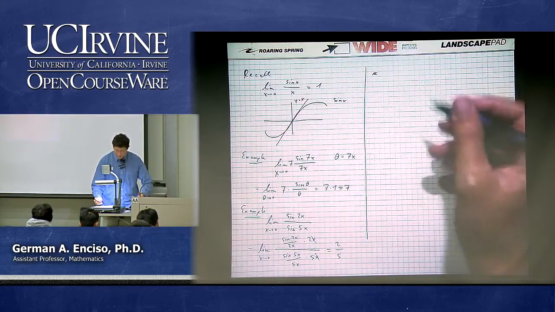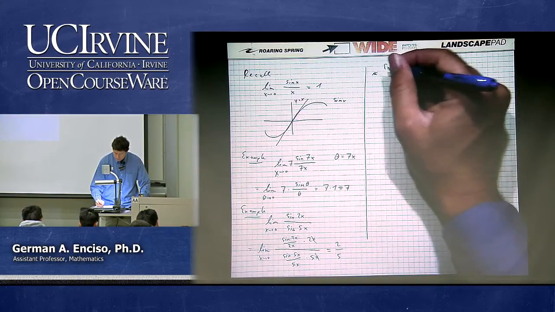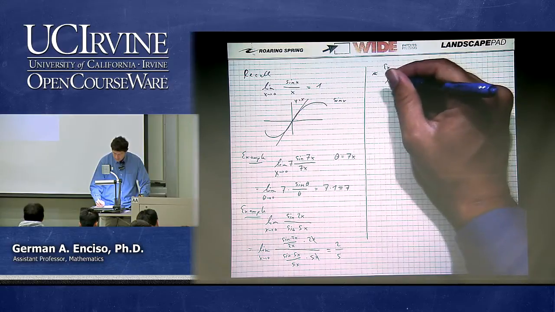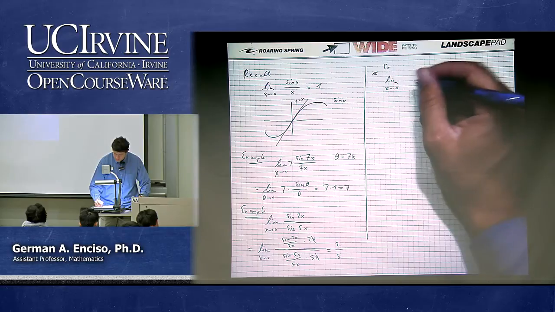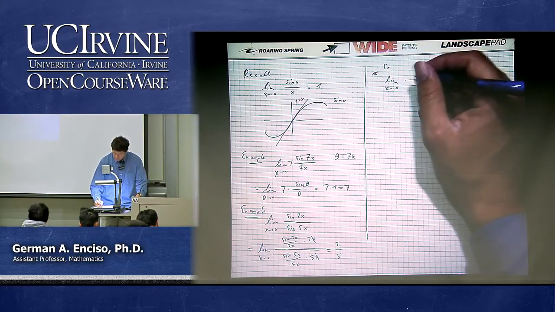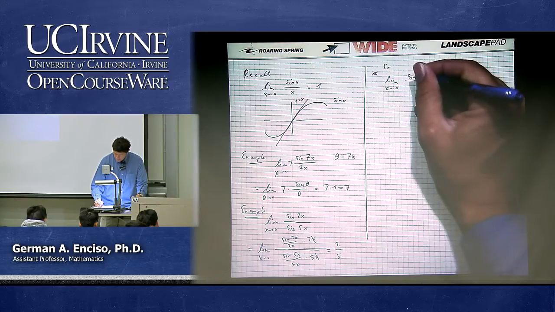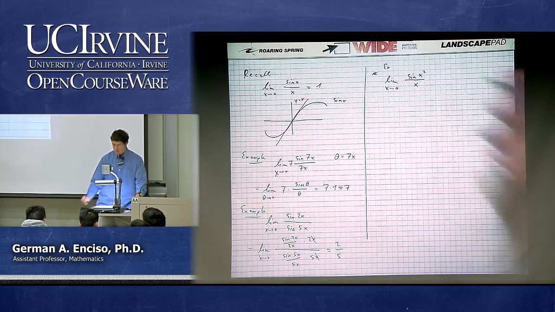And let's do one more, since we're doing the different types of this kind of limit. What is the limit when x goes to 0 of, let's see, sine of x squared divided by x?